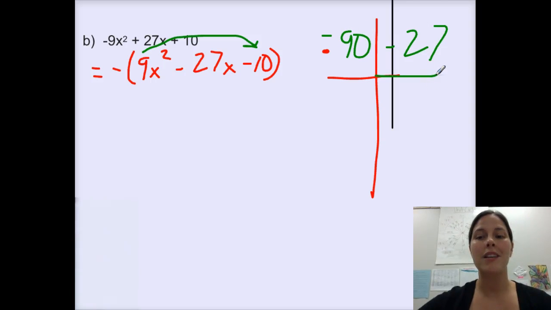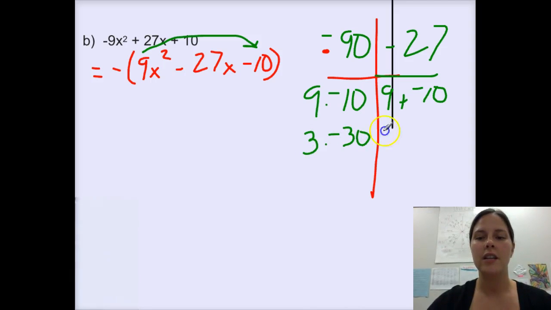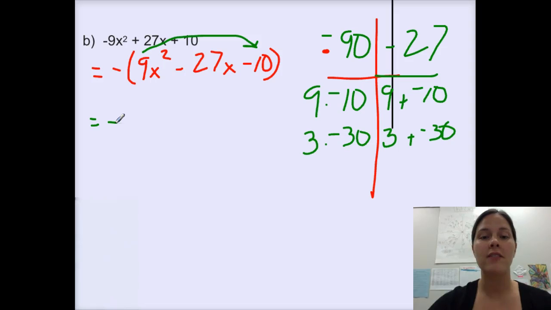So automatically you may be thinking 9 times 10 multiplies to 90. We need 1 positive, 1 negative, but 9 plus negative 10 only gives us a negative 1. So we need our numbers a little bit further apart to have that difference of 27. When you multiply to a negative, you're really looking for the difference of the two numbers being the middle term. In this case, we're looking at 3 times negative 30, and that 3 plus negative 30 will give us our 27.